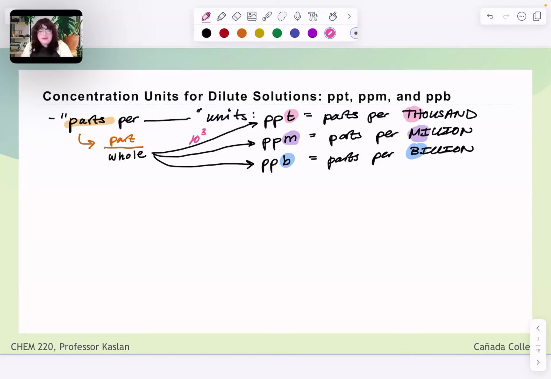10 to the 3 is 1,000. So 1,000 parts. 10 to the 6 is million. So per million parts. And then 10 to the 9 is billion. So we're looking at a total billion here in which we can have a certain number of parts.